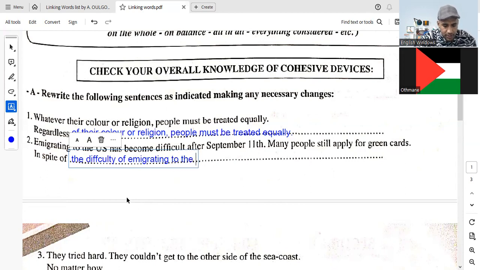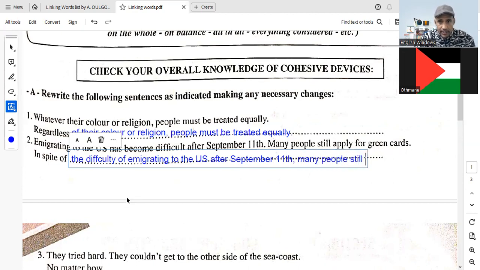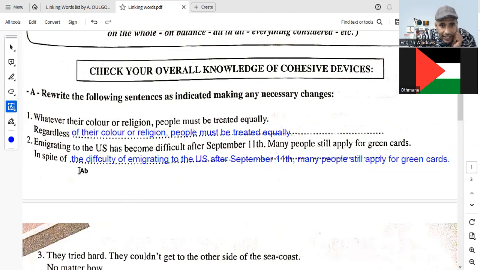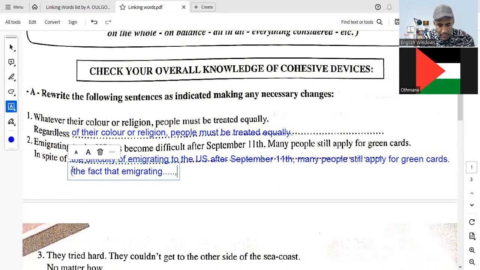to the US, right? After September 11th, many people still apply for green cards, right? Yes, voilà. And we must put a comma, right? And then we say many people still apply for green cards. Easy. The other way is to say in spite of the fact that immigrating... many people... without changing anything.